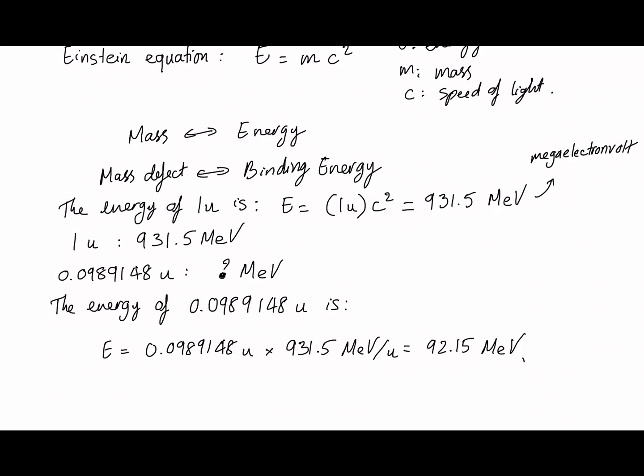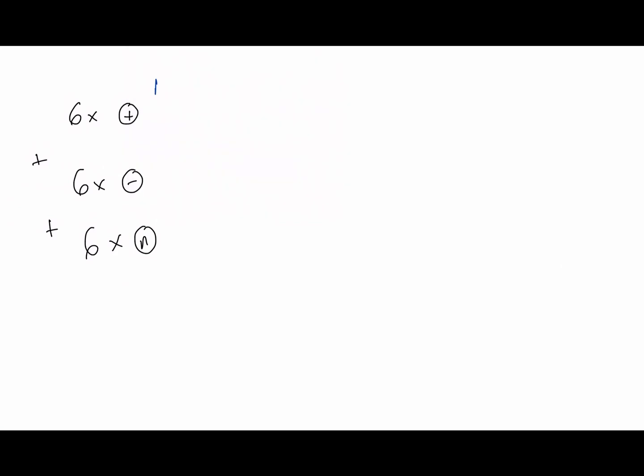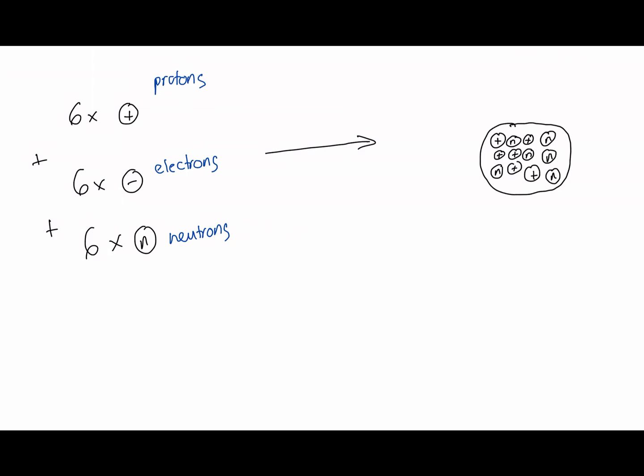So it is indeed the case that when all these neutrons, protons, and electrons come together, an amount of energy of 92.15 mega electron volts is released compared to when they were individually separated.